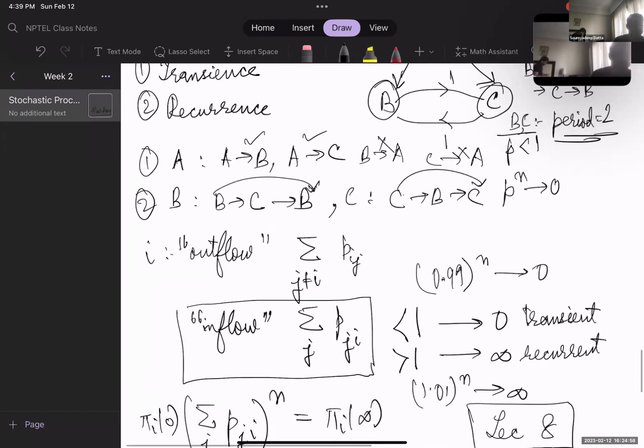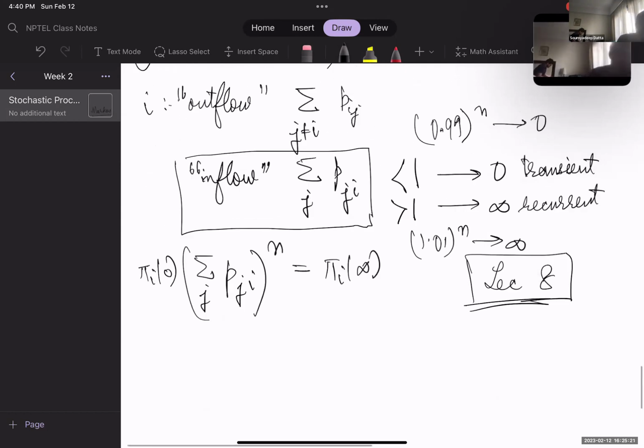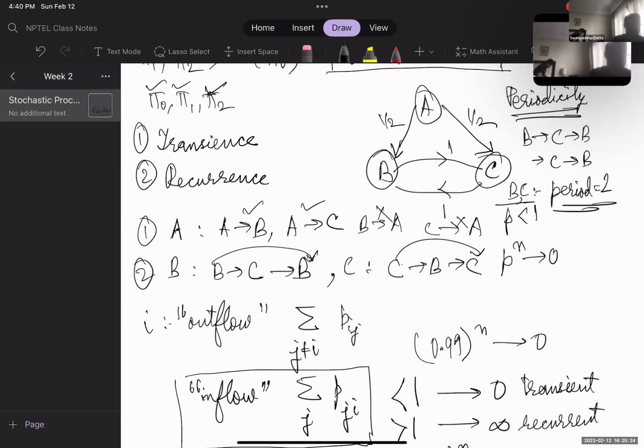You can also check for this property in Markov chains. If you're guaranteed to come back to the same state in a certain time interval, then it is periodic, for example with a period of 2. And if there is no period, like you have no such guarantee, for example in case of A, or in general in most cases, you will not have a guarantee that you will come back to the same state. So then it will be aperiodic. Aperiodic means period equal to 1.